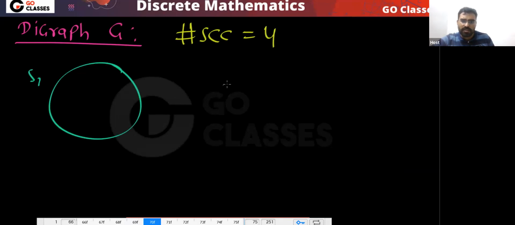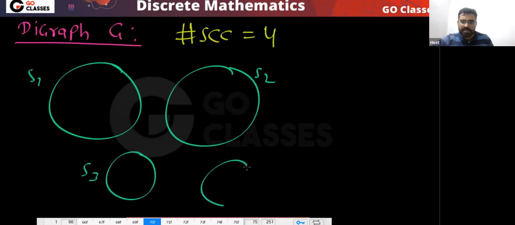In this directed graph G, let's assume the number of strongly connected components is 4. Let's assume this is S1, this is S2, this is S3, this is S4. Now, if you add one edge, for example, like this, whatever edge you add, can you increase the number of components?